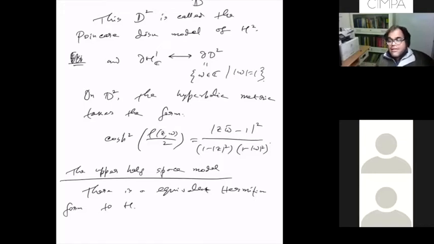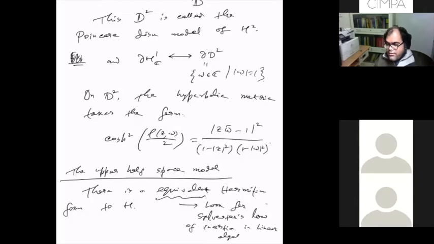So that means they are essentially equivalent to each other. So that means you can get one matrix B such that B transpose H B is equal to H2. Okay. So maybe I write it here. Look for Sylvester's law of inertia in linear algebra for details.